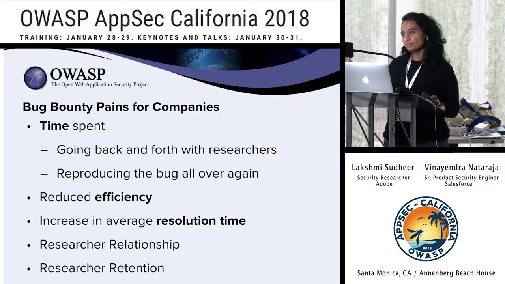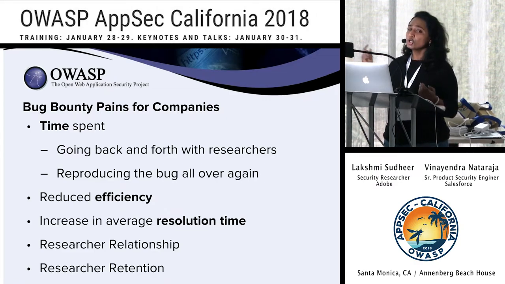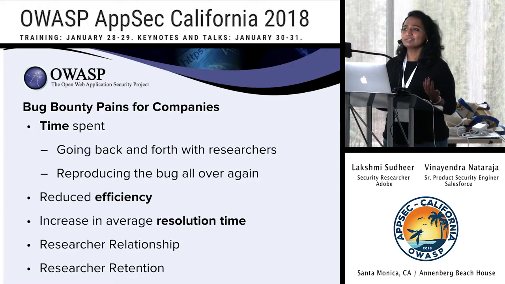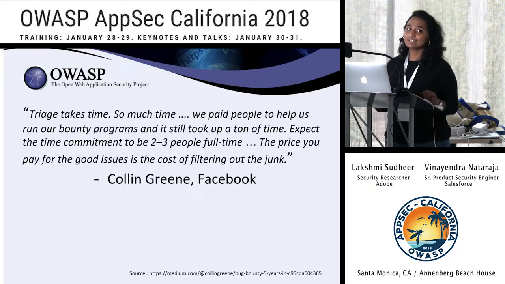The researcher relationship and retention again fall back to the average resolution time. Also, if the researcher loses patience, and thinks, oh, they never understand me, they never get my point, he's not going to stay in the program. So these are the bug bounty pains for companies. This quote by Colin Green of Facebook pretty much explains what I was trying to say: triage takes so much time that each company has about 2 or 3 full-time employees just managing this platform. And this is exactly what we are trying to solve and help with in a way with ReproNow.